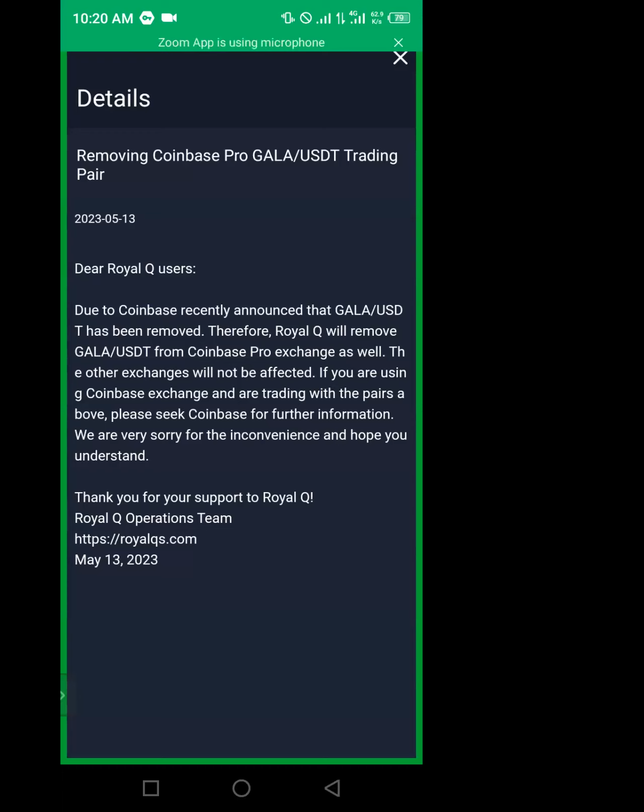And this one, it was May 13th. Due to Coinbase recently announcing that Gala/USDT has been removed, therefore Royal Q will remove Gala from Coinbase Pro Exchange as well. The other exchanges will not be affected. If you are using Coinbase Exchange and trading with this pair, please seek Coinbase for further information. So always when you see a certain information, always read its body. Many times the explanation is in the body of the message, not just reading the title and then you continue.